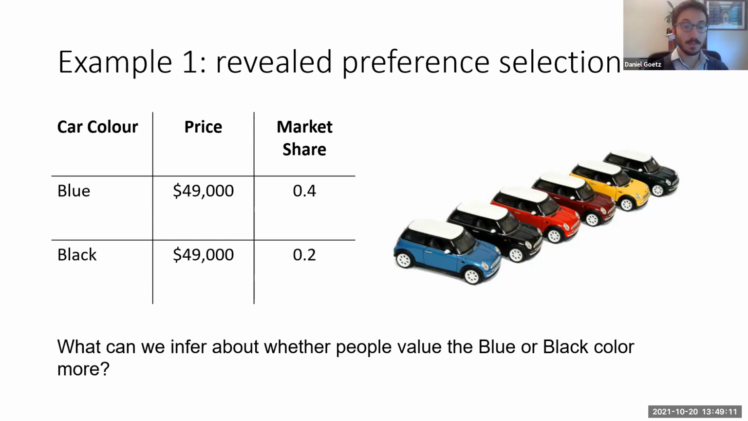From this table, we can infer whether people value blue or black more. And we can see that blue is valued more. Why? Because the prices are identical and the cars are identical. The only thing that's different is the blue one has more market share at the same price, suggesting that what people value is a blue car because they're buying more of it, right? Their choices tell us what they value.